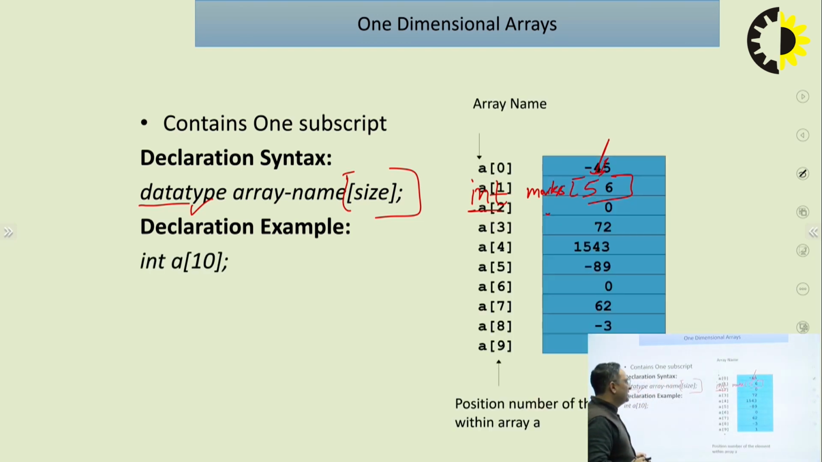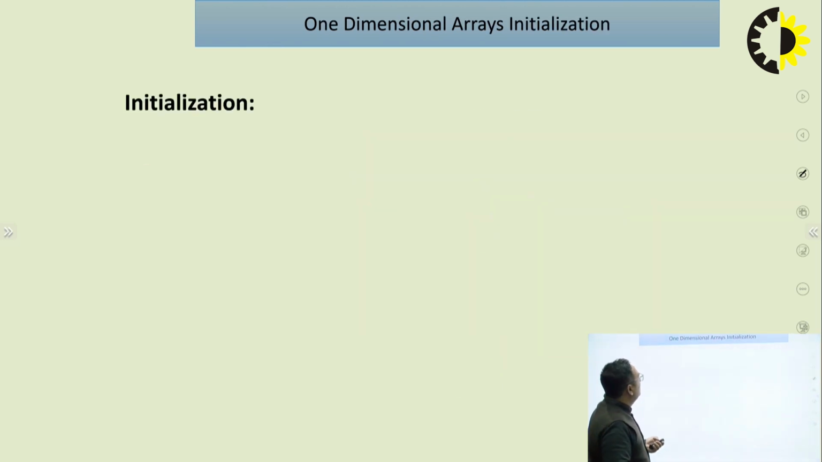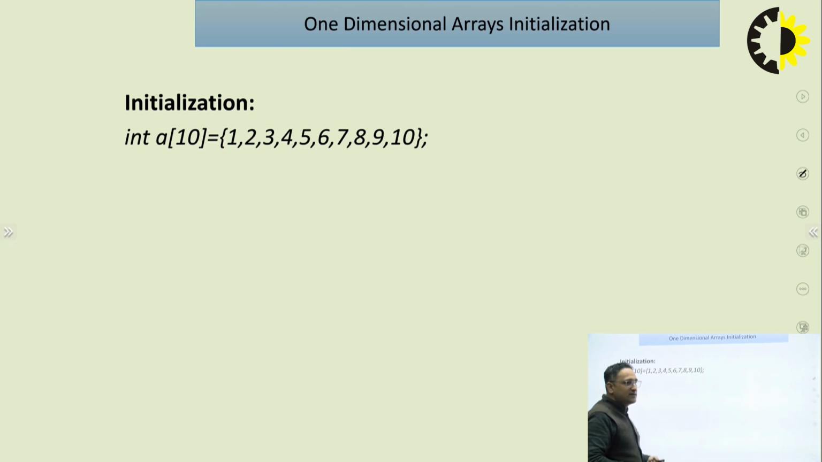Here is an example in this slide. A is taken as the variable, just as I took marks. Here A starts from A0 and goes up to A9. A is the array name, 0 is the index, 1 is the index, 2 is the index, 3, 4, 5, up to 9. So the index will go from 0 to 9, and the total number of elements is the size of the array, that is 10.